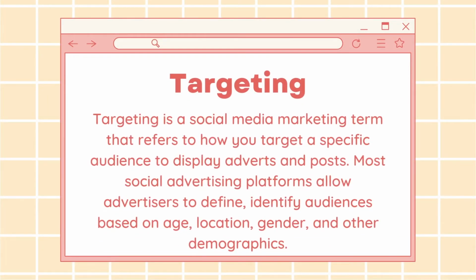Targeting is a social media marketing term that refers to how you target a specific audience to display advertisements and posts. Most social advertising platforms allow advertisers to define and identify audiences based on age, location, gender, and other demographics. Your social media target audience consists of people you want to appeal to, which all help develop your brand guidelines.